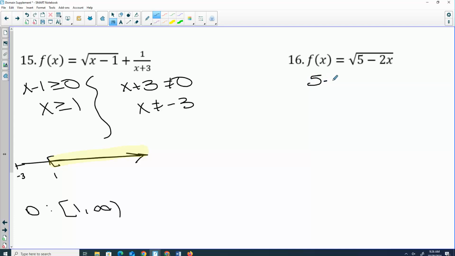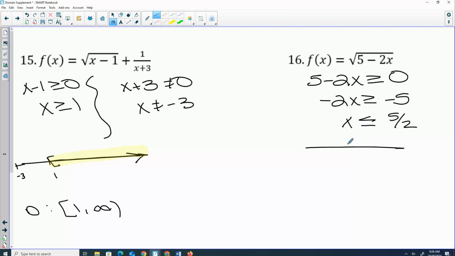16, we have a radical, so the thing underneath greater than or equal to 0. If I subtract my 5, when I divide by negative 2, what happens to the inequality? Okay, if you need to draw a picture, less than or equal to would go to the left. So my domain is negative infinity to 5 halves. And the 5 halves gets a bracket because of the equal to.